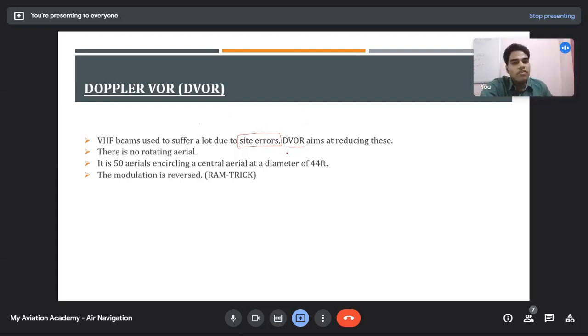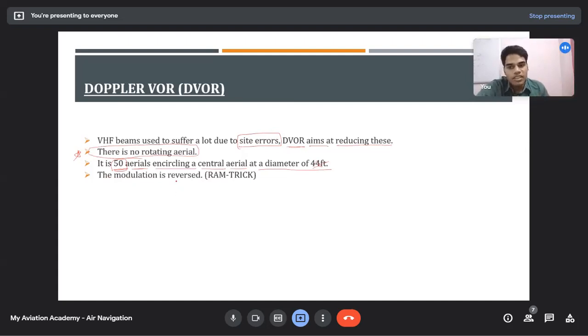DVOR, or Doppler VOR, aims at reducing these. If you do not know the Doppler effect, I will definitely show you in the next class, but to give you some curiosity, I would like you to search it. Here, we are operating without any rotating aerial. Important: it has 50 fixed aerials encircling a central aerial at a diameter of 44 meters. The 44 meters is not required; just remember how many aerials it has. So it has 50 antennas instead of one rotating one.